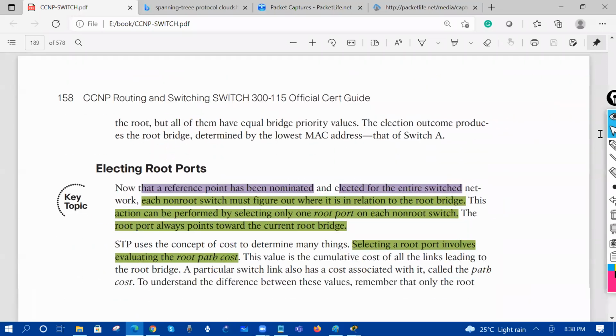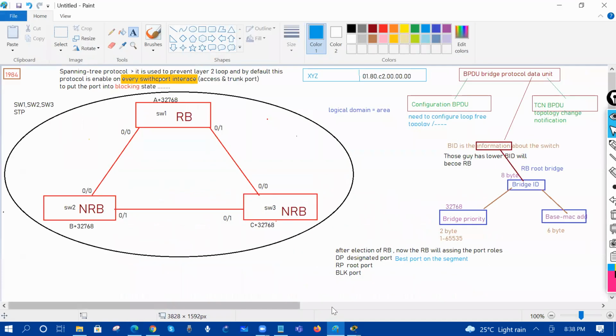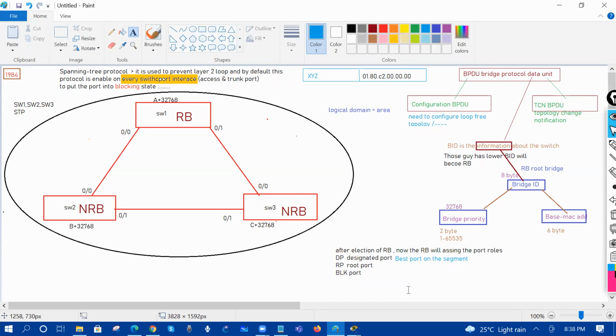Once we are done with the election of the root bridge, what do we have to do now? Whatever ports we have on the root bridge will become the DP, or we can say the best port on the segment. Now the question is how do I know which one is the best port? Guys, this totally depends on the cost of the link.